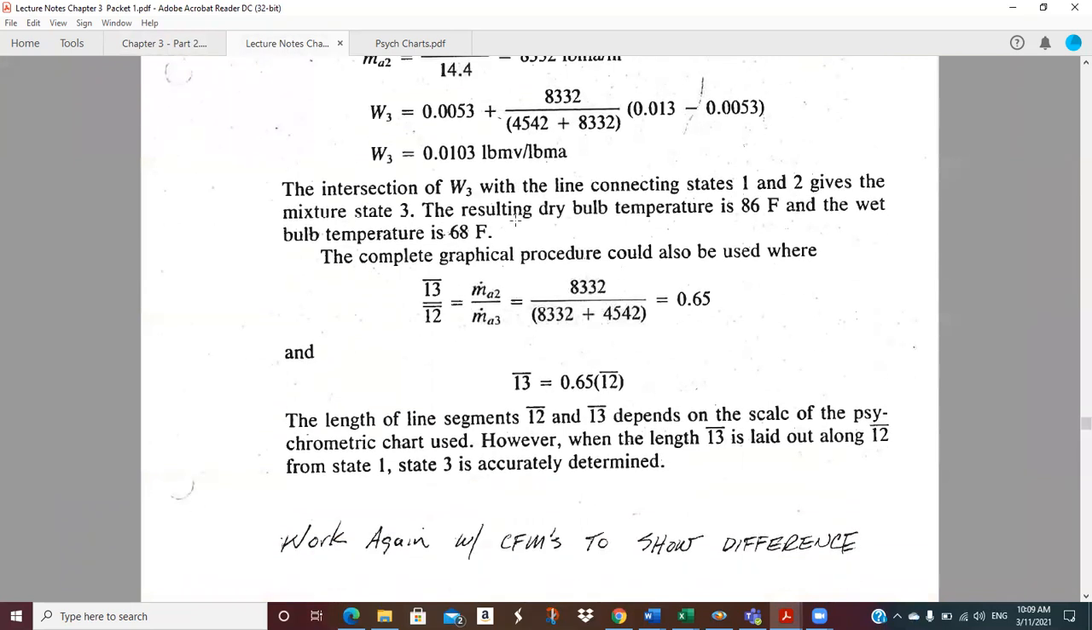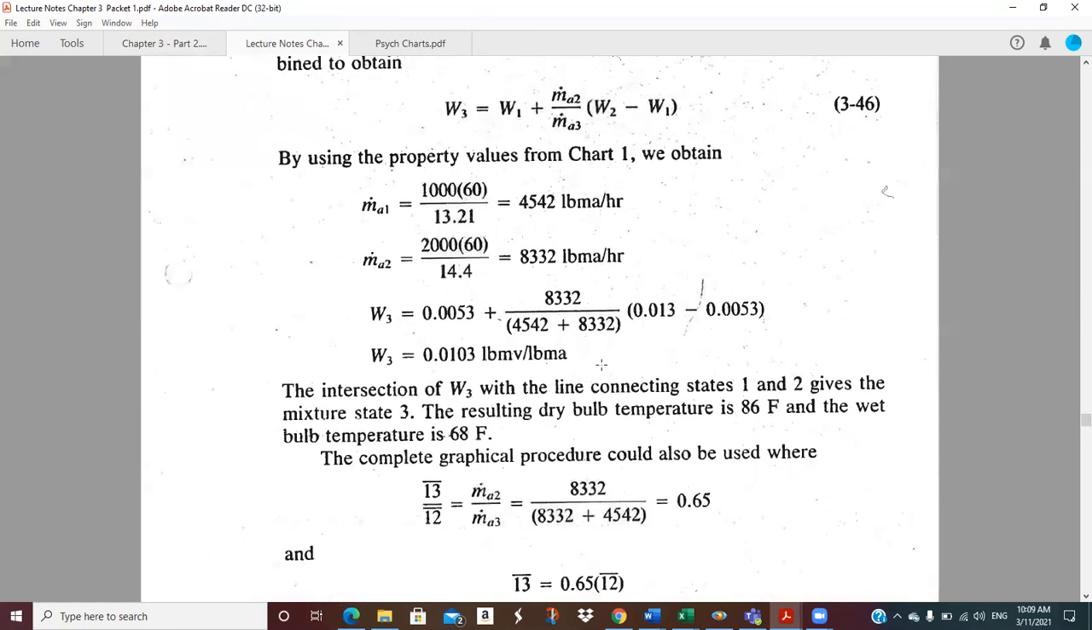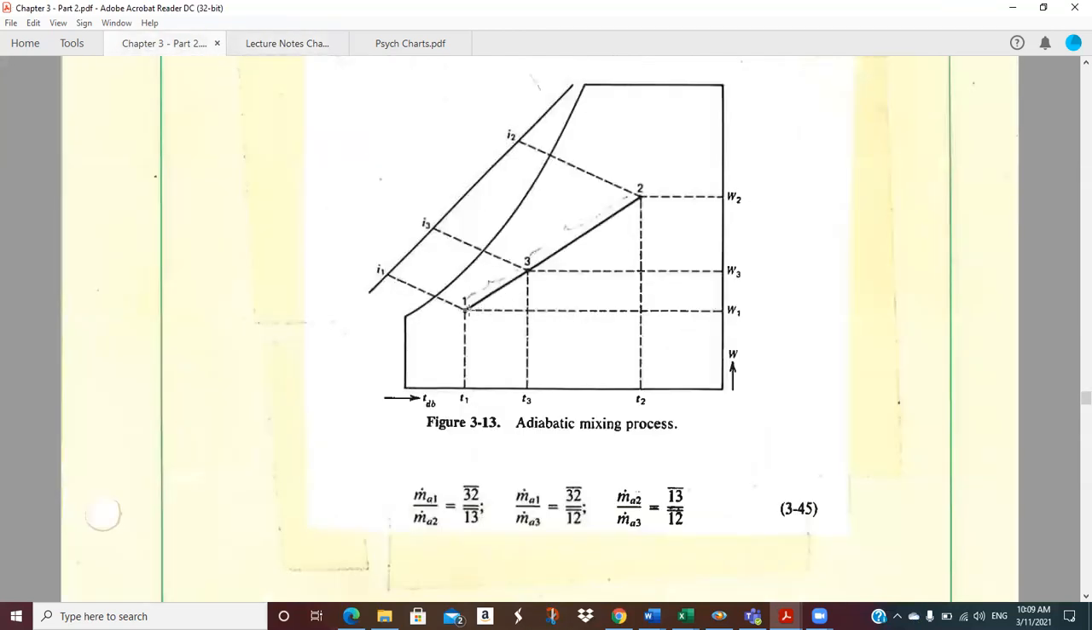Let's see. Or this is the graphical procedure. So he says he's using M dot A2. So that's 8332 divided by the total. So that's 0.65. And so it says then line 3.1 is 65% of the line length of 1.2. So then, I don't have this drawn to scale for this, but in that case you would measure this line length and take 65% of it, start at 1, and whatever distance that was, measure up there and put your tick mark for state 3.